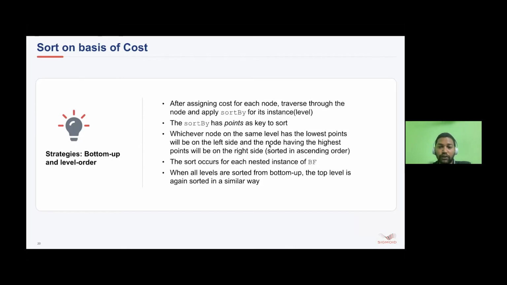So whenever the bottom level, like the leaf nodes, are sorted, right, then the bulk filter will be sorted out there. So when all levels are sorted from bottom up, the top level is again sorted in a similar way. So suppose we have two bulk filters and one root operator. So again, these two bulk filters will be sorted on basis of their cost.